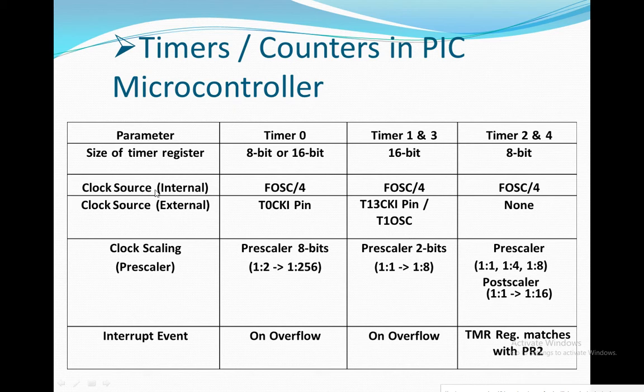The clock source, that is the clock input which is used for timer 0, 1, 2, 3, is FOSC by 4, that is the same clock frequency is used for this. And if we are going for the pre-scaling option, this frequency again will get divided by that mode of pre-scaling. If we are going for external clock input, then this particular pin is used for timer 0. T0CKI, that is timer 0 clock input pin, is used for timer 0. And for timer 1 and timer 3, the timer 3 clock input and timer 1 oscillator input, these two pins are used.